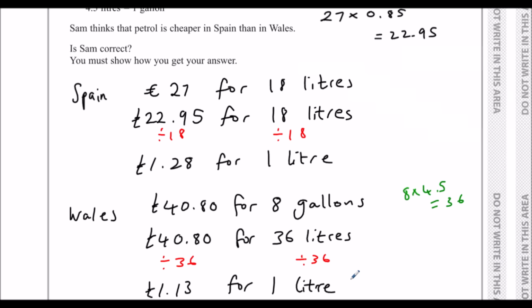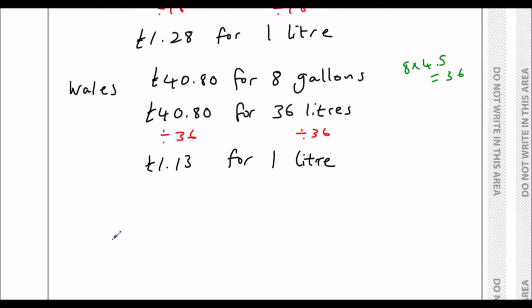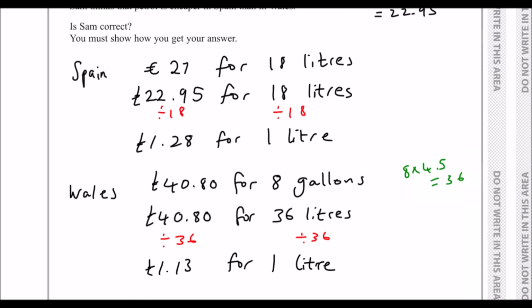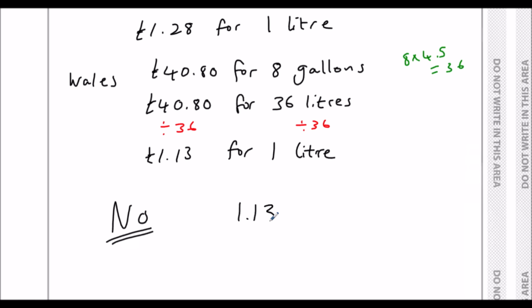So where is it cheaper? It's cheaper in Wales. Wales is cheaper. Sam is not correct. Sam is not correct because it's cheaper in Wales. £1.13 is less than £1.28.